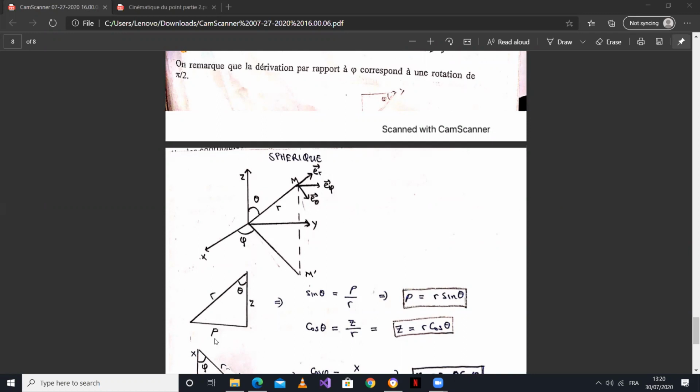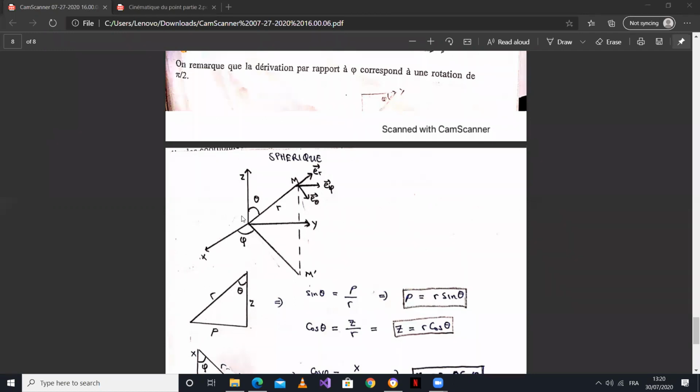The opposite is rho, and the hypotenuse is R. So it's going to be rho over R. And we have our rho, or our OM prime, being equal to R sine theta. If you are writing this down, you can just write this line: OM prime is equal to R sine theta, because we are going to use it. And then the Z, because we need the expression for Z also.